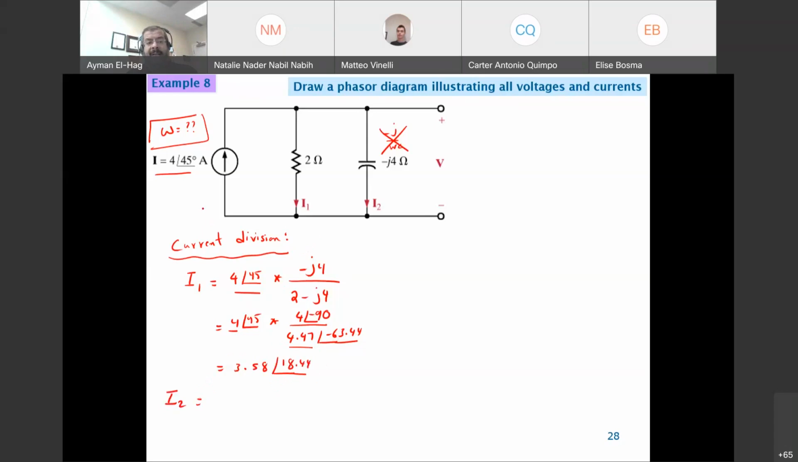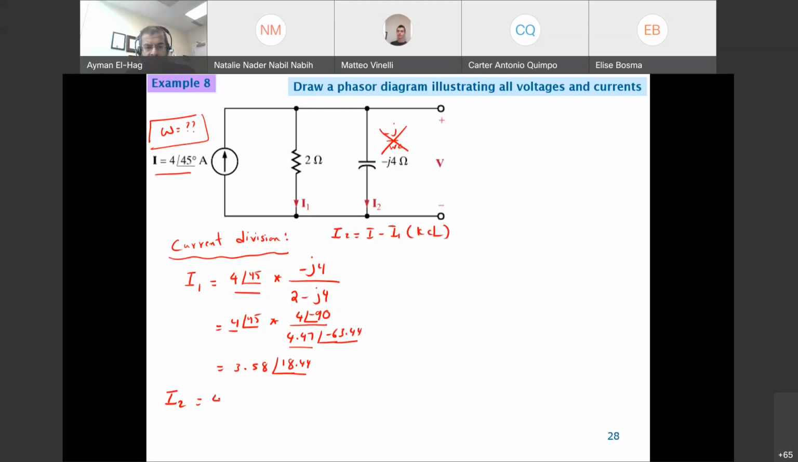Or you can say that I2 is equal to I minus I1, KCL. However, it's better to use this because we already converted this into polar format. Otherwise, when you do the subtraction, you have to convert everything to rectangular format. So you have to convert this to rectangular. So that would be easier or faster, if you may say.